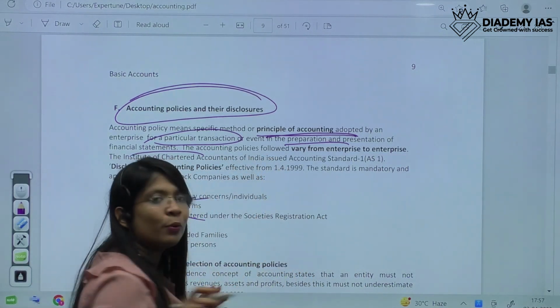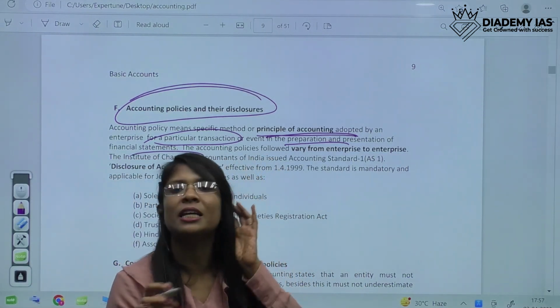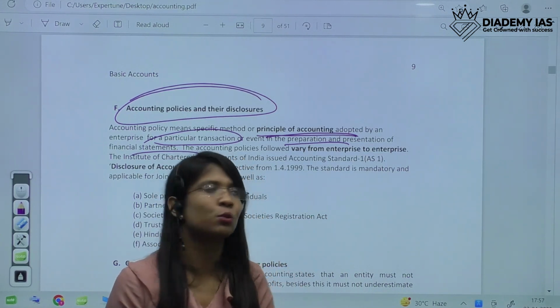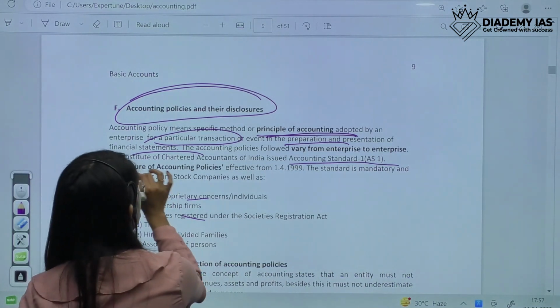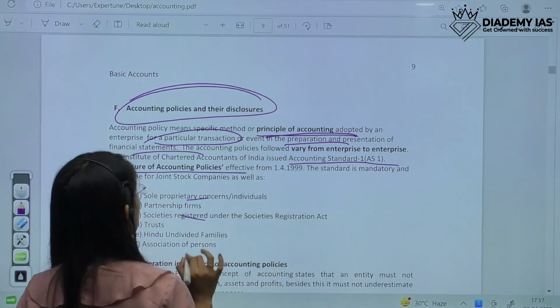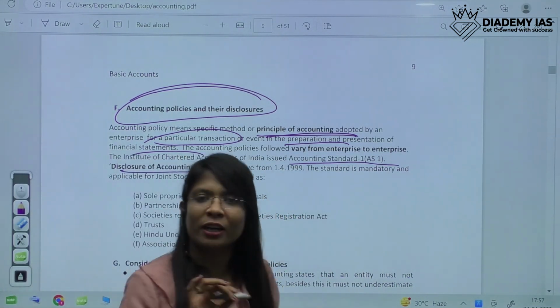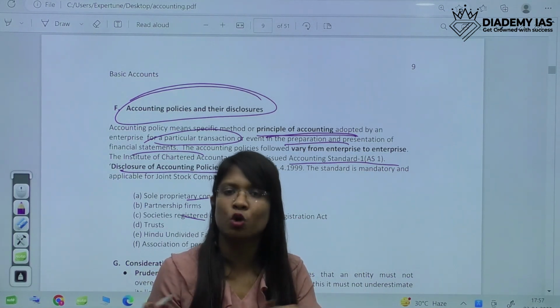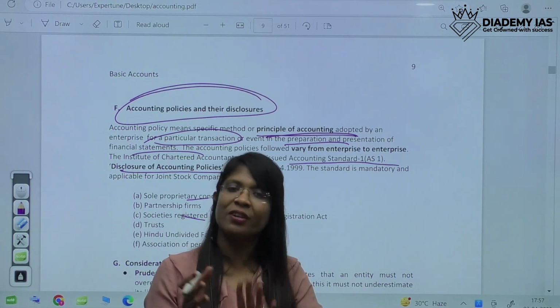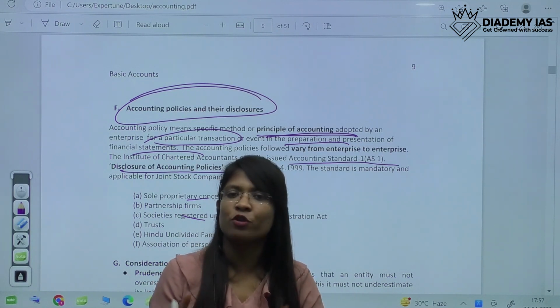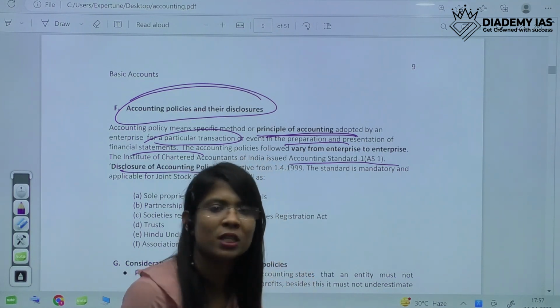But everyone has to follow some accounting policy, and they have to disclose that also, which is mandatory under Accounting Standard 1. Accounting Standard 1 states the disclosure of accounting policy, and it's mandatory for everyone: company, firm, joint stock company, trust, society, everyone. Everyone has to follow this and mandatorily disclose their accounting policies.